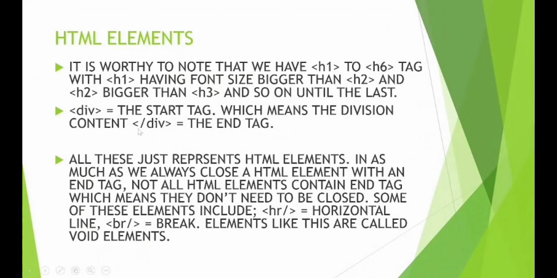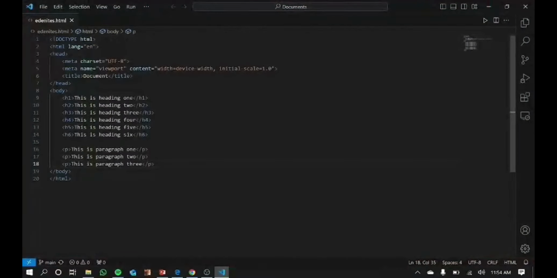All this we've just done just represents HTML elements. In as much as we always close a HTML element with an end tag, not all HTML elements contain end tag, which means they don't need to be closed. And some of them include the HR, which is the horizontal line, and the BR, which is the break. And these elements are called void elements.